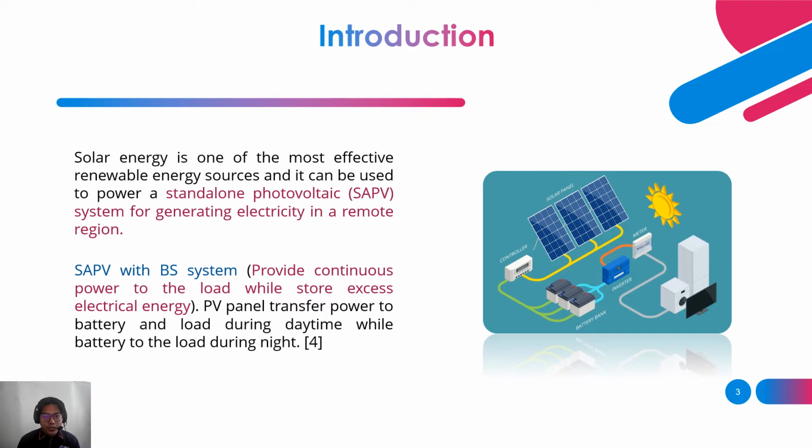For introduction, solar energy is one of the most effective renewable energy sources and it can be used to power a standalone photovoltaic system for generating electricity in a remote region. SAPV with battery storage system provides continuous power to the load while storing excess electrical energy. PV panel transfers power to the battery and load during daytime while the battery supplies the load during nighttime.